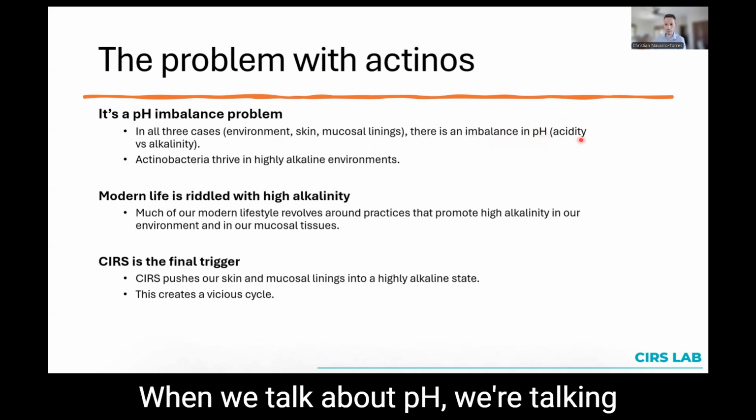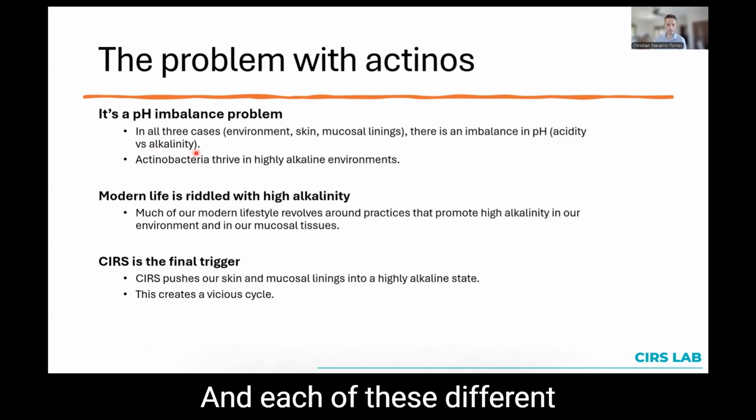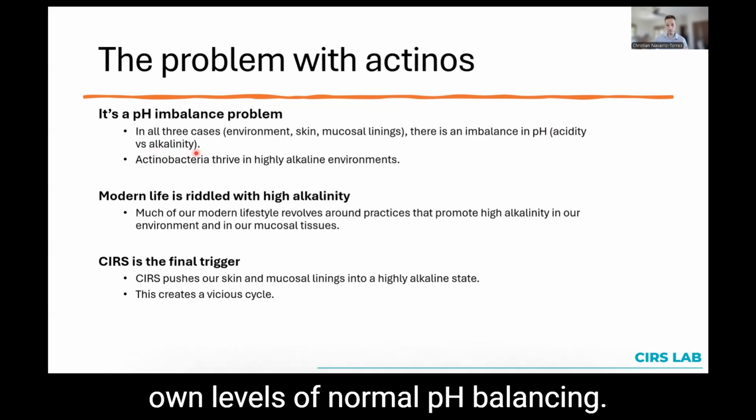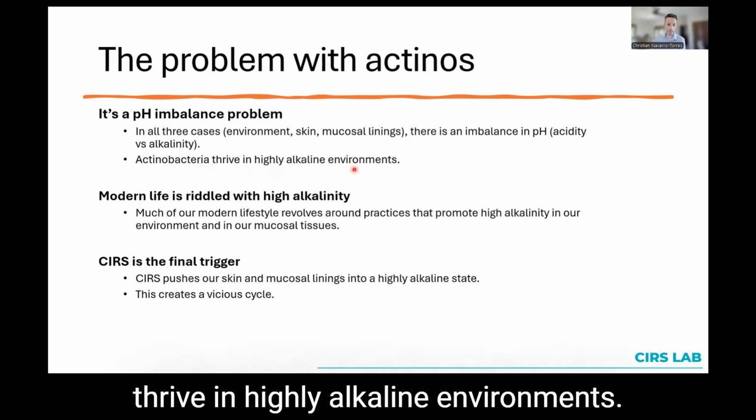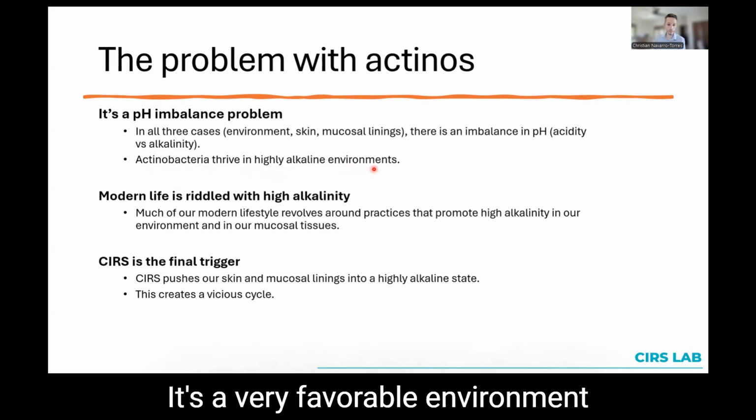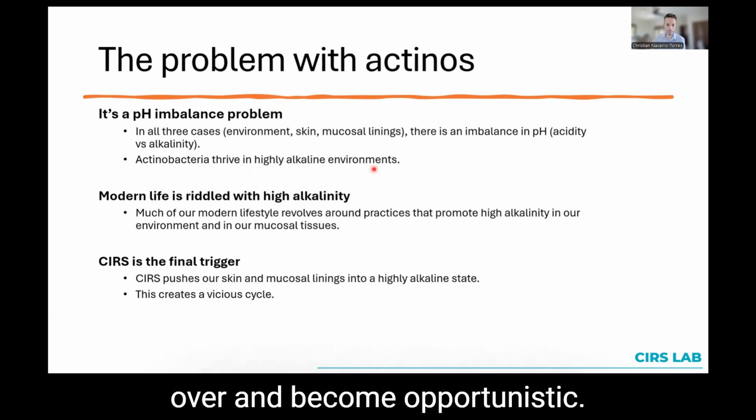When we talk about pH, we're talking about acidity versus alkalinity, right? And each of these different environments is going to have its own levels of normal pH balancing. But it turns out that actinobacteria thrive in highly alkaline environments. It's a very favorable environment for them to grow and sort of take over and become opportunistic.